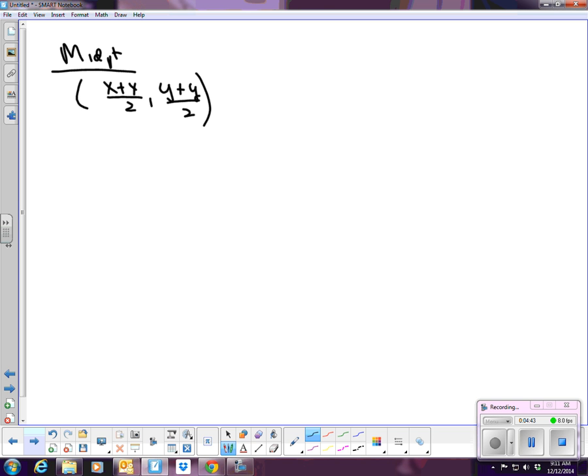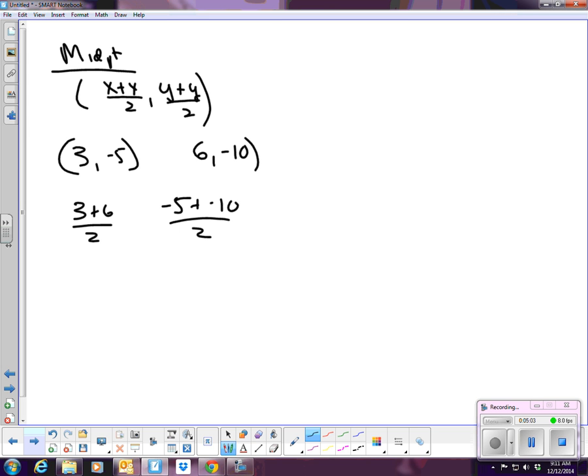So starting coordinate, if I had two points, say 3, -5 and 6, -10, you would have to figure out the midpoint. So I would take 3 plus 6 divided by 2, and -5 plus -10 divided by 2. That's going to be 4.5 and -7.5. There's my midpoint.